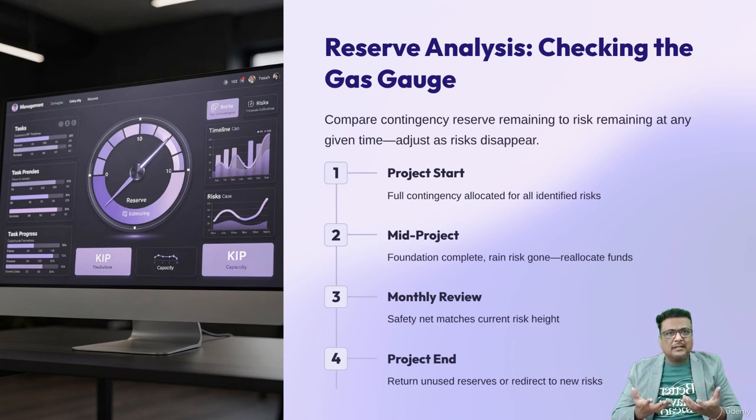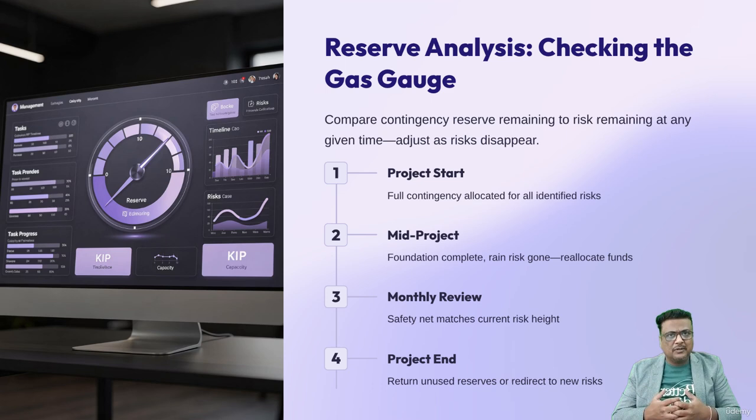In a professional sense, this is an analytical technique to compare the amount of contingency reserve remaining to the amount of risk remaining at any given time in the project. To put that in plain English, it's checking the gas gauge. As you finish parts of the project, those risks go away. If you finish the foundation of a building and it didn't rain, you don't need that rain contingency anymore. You can actually give that money back or move it to a different risk.